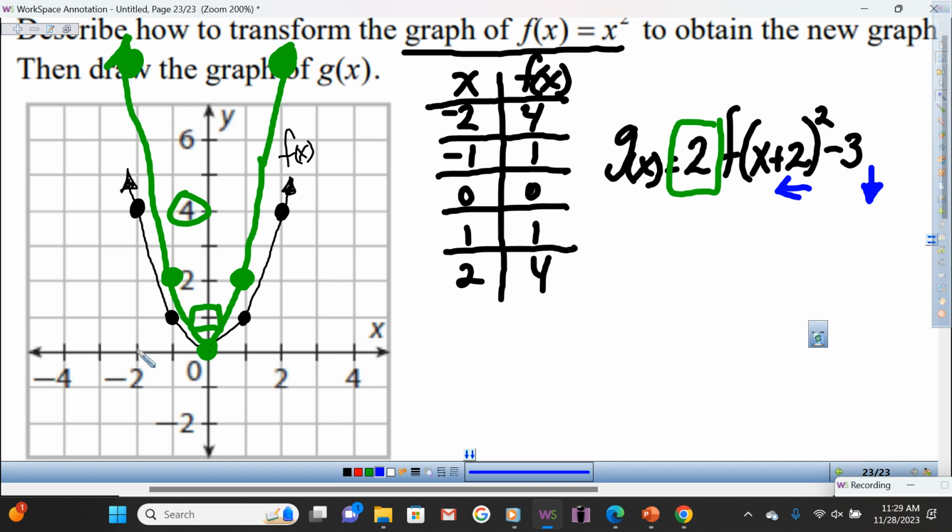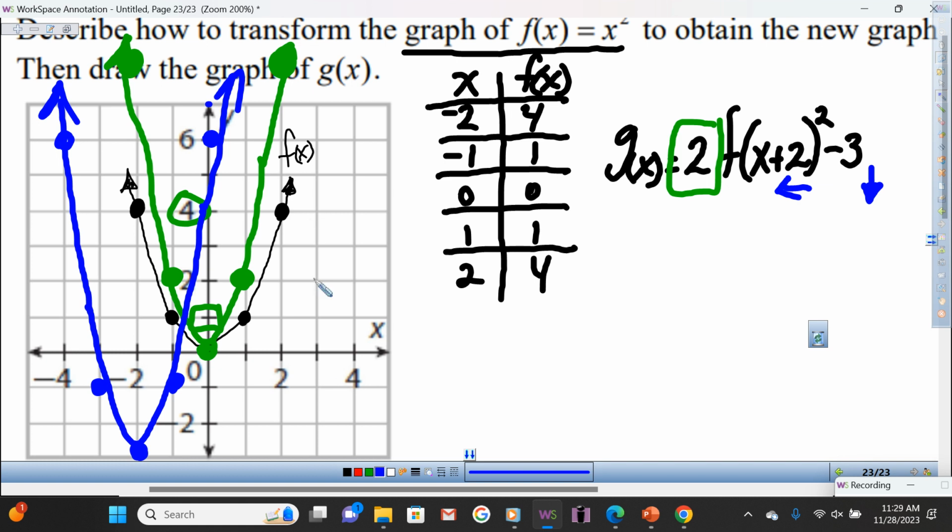2 to the left, 1, 2, then 3 down: 1, 2, 3. This one, 2 to the left, 1, 2, 3 down. This one, the same, and this one, and this one. So my new and improved function is there.